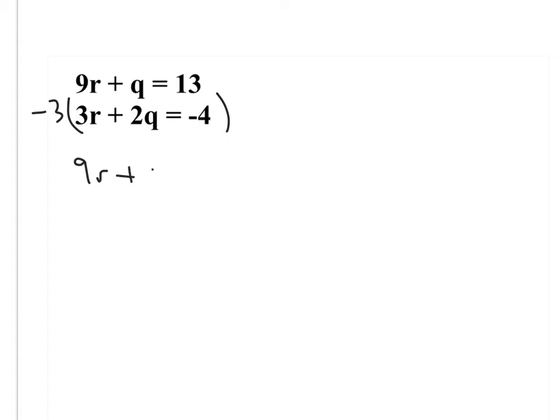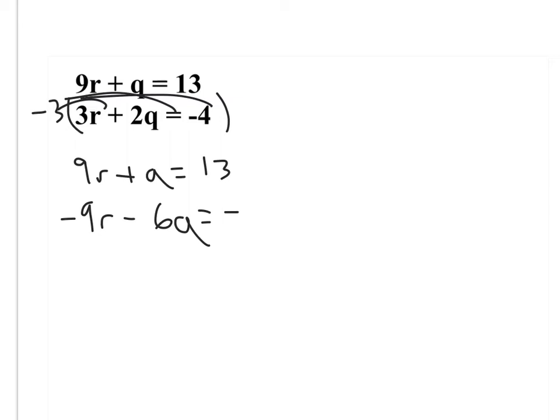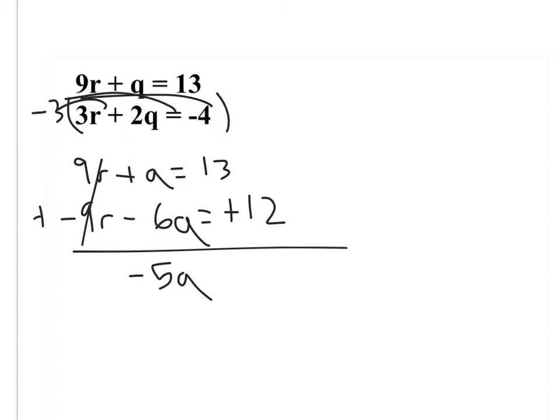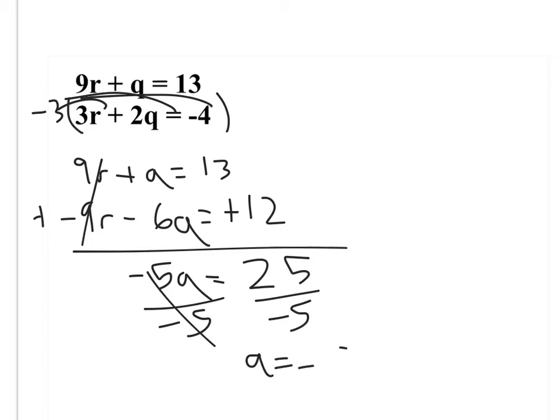Well, I'm going to rewrite the top one. And then I'm going to rewrite the bottom by timesing everything by -3. So 3 times -3 is -9r. -3 times 2 is -6q. And -3 times -4 is +12. So then I just add these up. Those cancel. q minus 6q is what? -5q. And then 13 plus 12 is 25. Divide by -5. q is equal to -5.